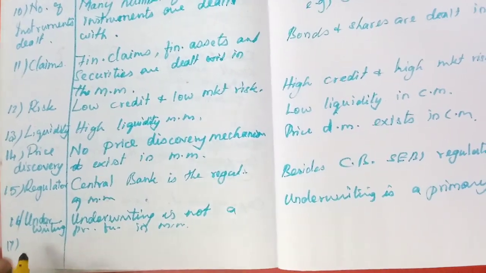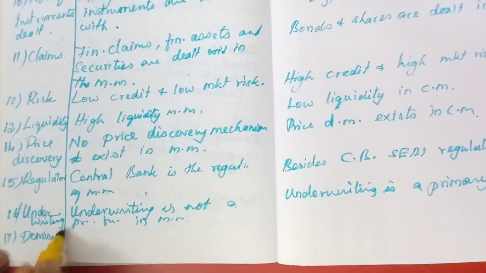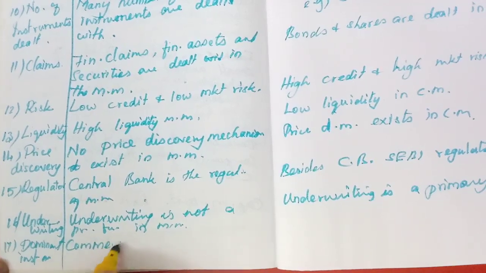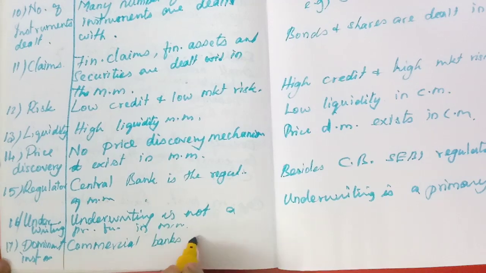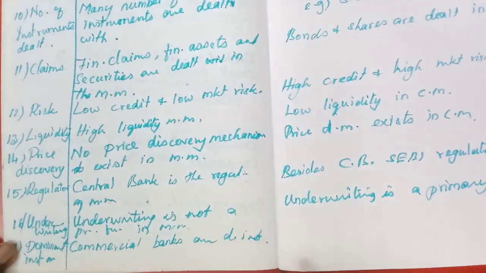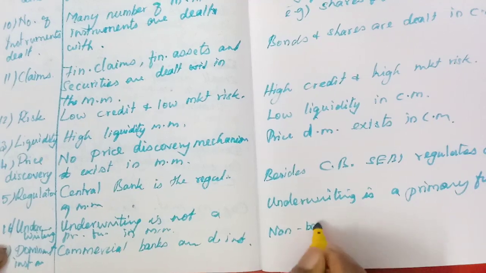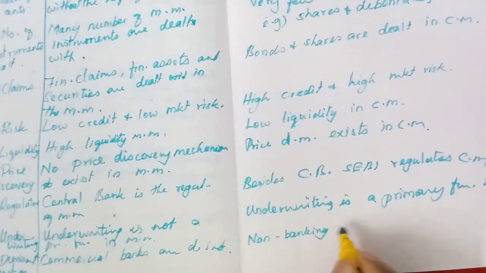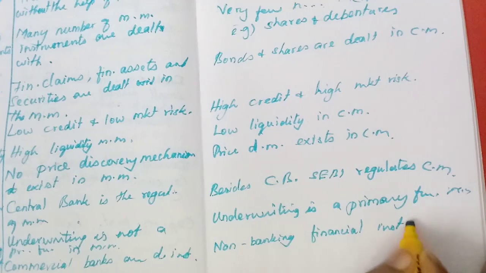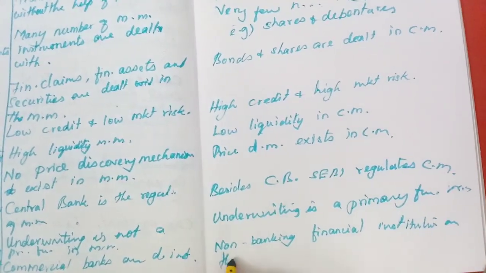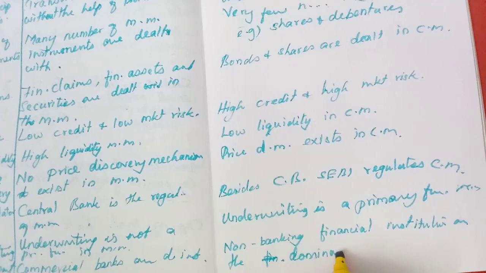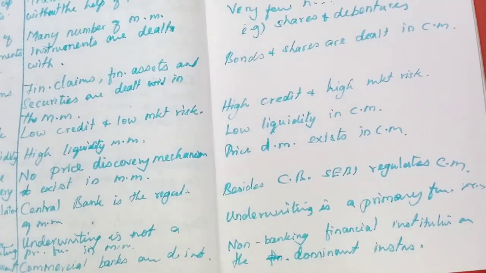Okay, dominant institution. Who is the dominant institution? Commercial banks are the dominant institution. Here, non-banking financial companies and non-banking financial institutions are the dominant institutions. Okay.